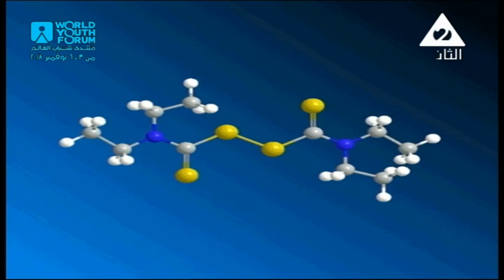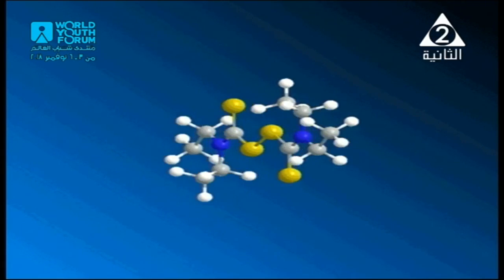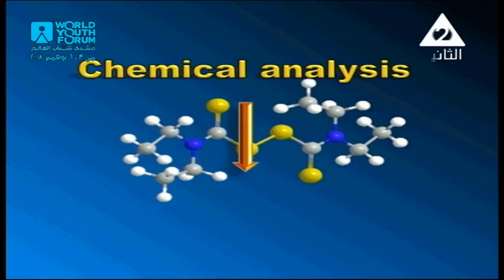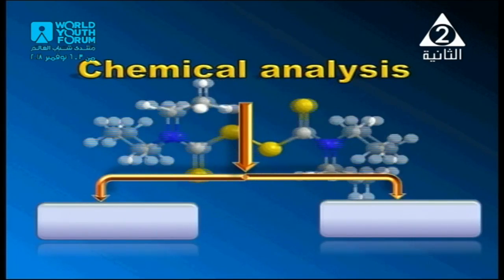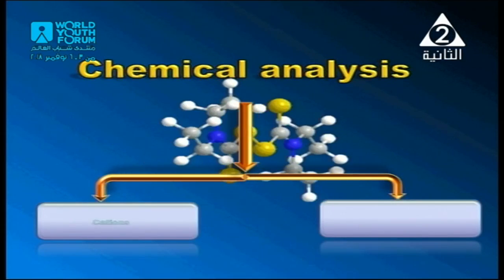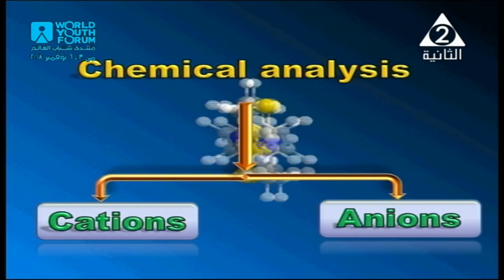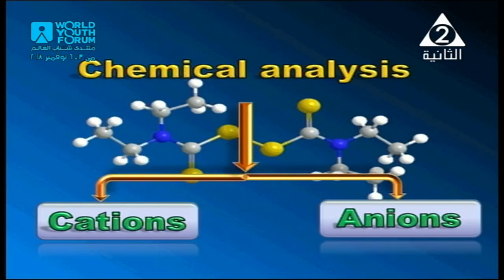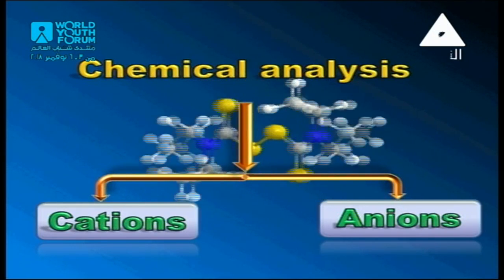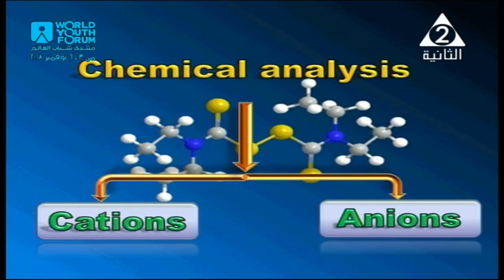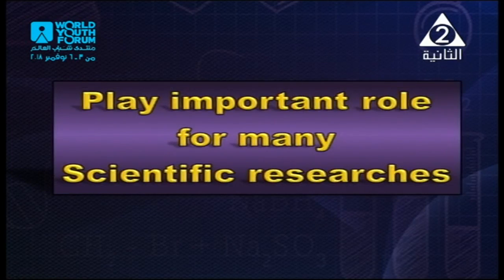So, I must make analysis. Now, what about this? Oh, chemical analysis can be divided into cations and anions. Do you know what it means? Positive and negative. Now, let's take all of them. As a beginning, you must say chemical analysis plays an important role in many scientific researches.